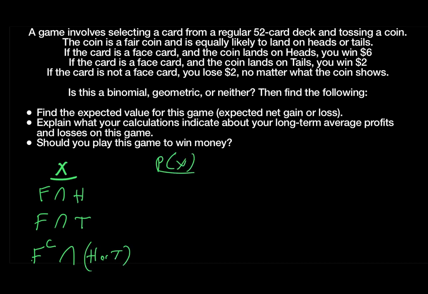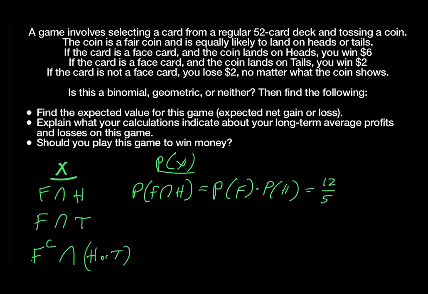So then we're going to talk the probability of X. What's the probability that I get a face card and heads? Does having a face card and flipping a heads on a coin, are they independent events? Since they are independent events, I can use probability of F times the probability of H. And there are 12 face cards out of 52 cards times a half. So this would be 6 over 52.